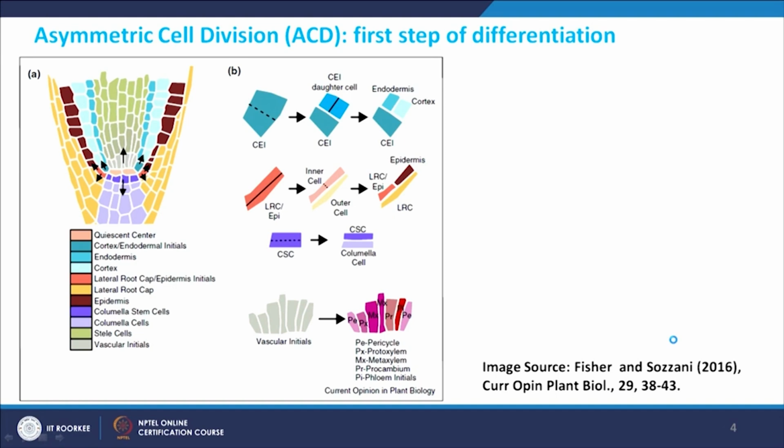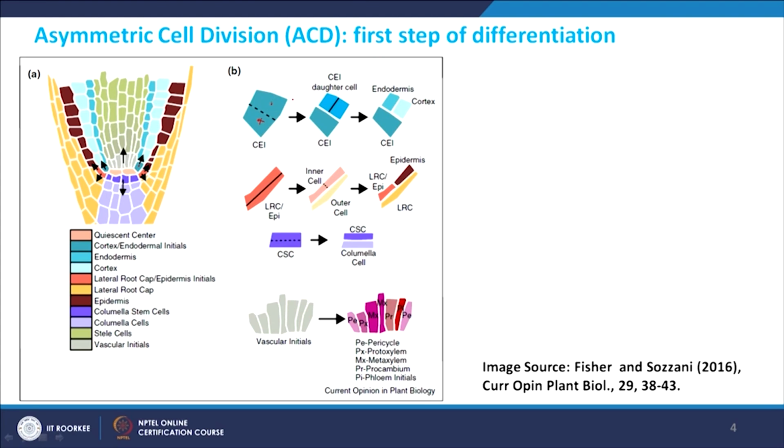If you look here again, this is the same picture. We can see that these are the initials for cortex and endodermis. If you look at the first step of differentiation, this cell division will generate two cells. The cell now in contact with the QC will remain as CEI, but the other cell will undergo the process of differentiation.